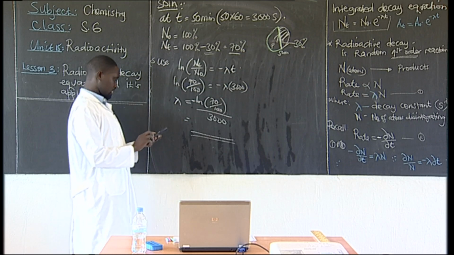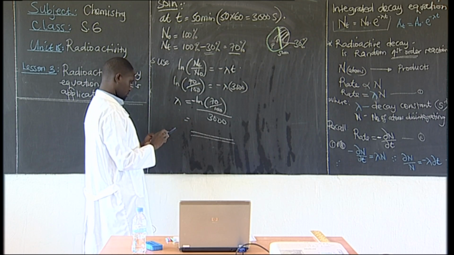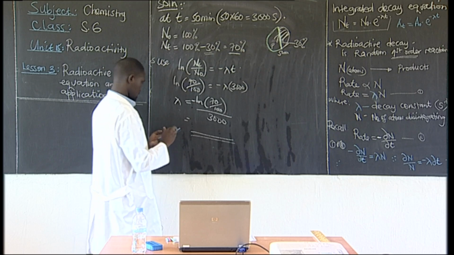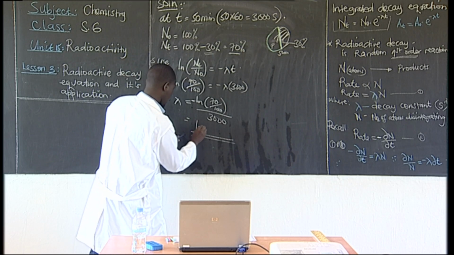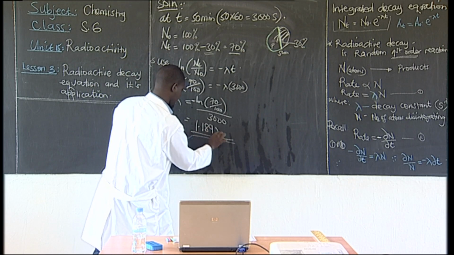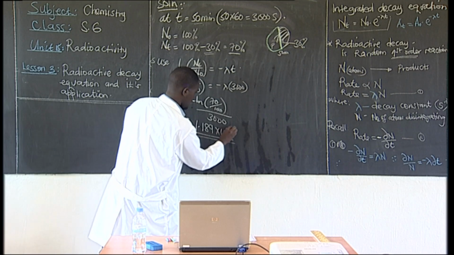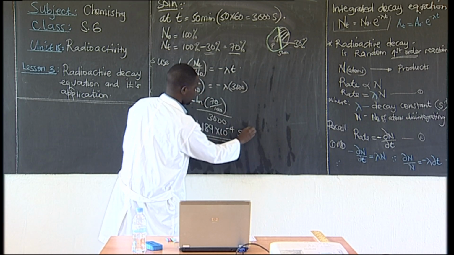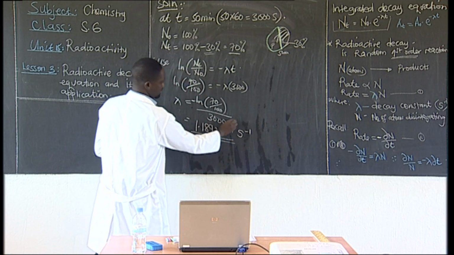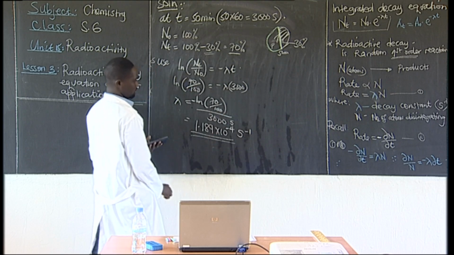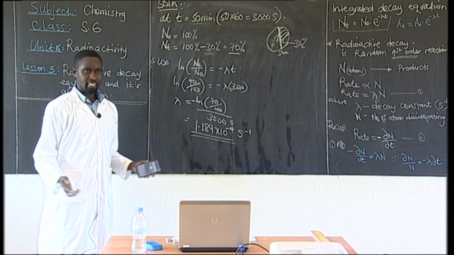If we can quickly substitute, it is 1.189 exponent negative 4. And this is per second, because this is in seconds and ln has no unit, and it becomes per second.